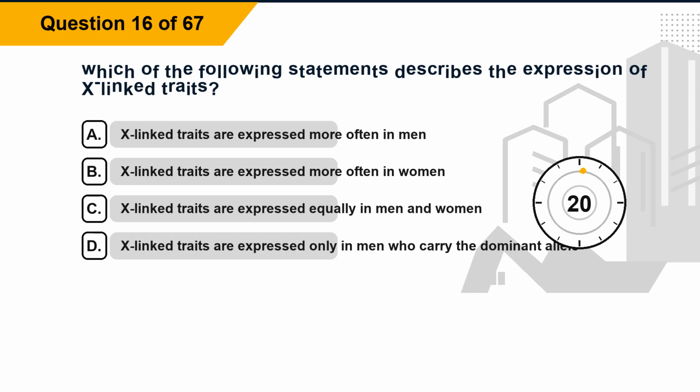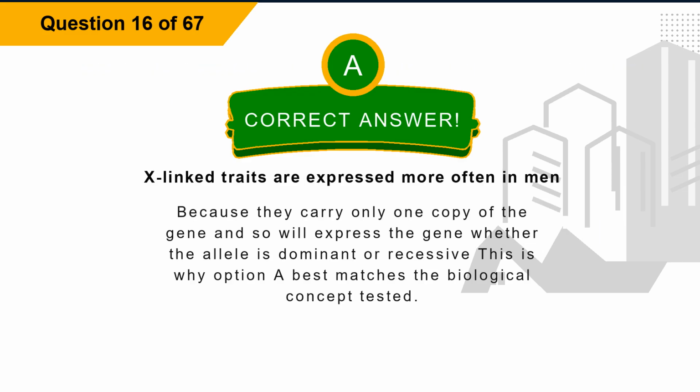Question 16. Which of the following statements describes the expression of X-linked traits? Option A. X-linked traits are expressed more often in men. Option B. X-linked traits are expressed more often in women. Option C. X-linked traits are expressed equally in men and women. Option D. X-linked traits are expressed only in men who carry the dominant allele. The correct answer is option A. X-linked traits are expressed more often in men. Explanation. Because they carry only one copy of the gene, men will express the gene whether the allele is dominant or recessive. This is why option A best matches the biological concept tested.